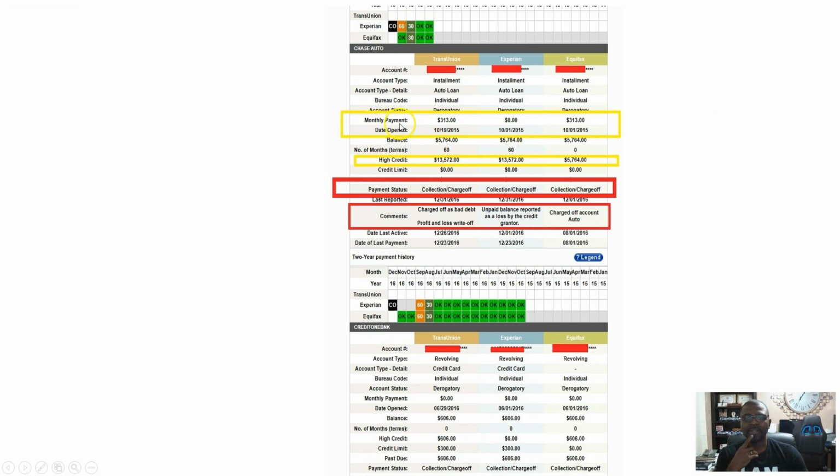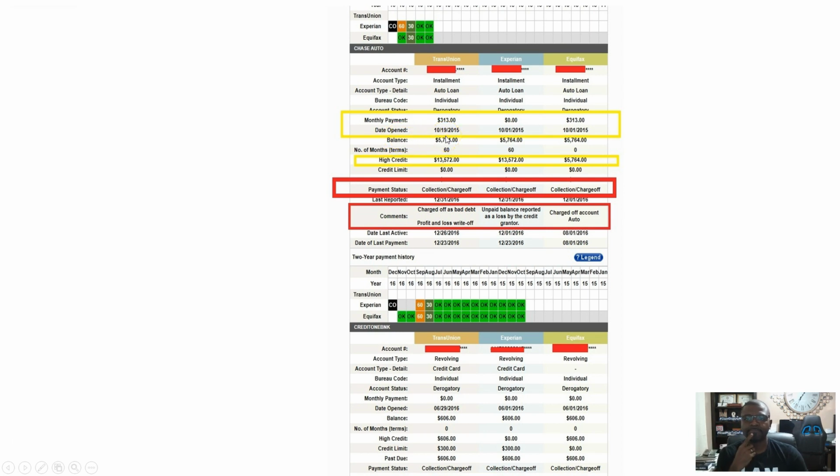Let's start with the monthly payment. Right here on TransUnion, it says your payment was $313. But wait a minute, Experian says 0. And then again, Equifax says $313. But wait a minute, I thought this was a charge-off. If this is a charge-off, why do you still have a monthly payment there? I'm confused. And not only that, why is it 0 here but $313 there? Well, which one is it, credit bureau? Get it right. You guys understand what I'm saying? Let's look at the date opened.